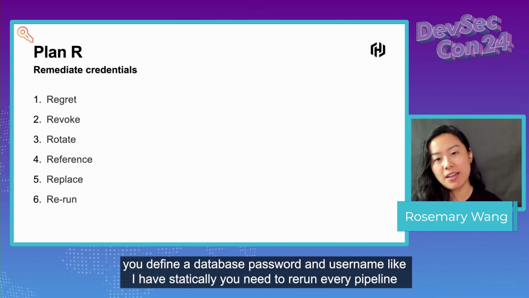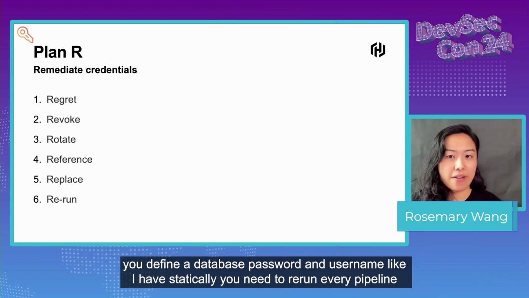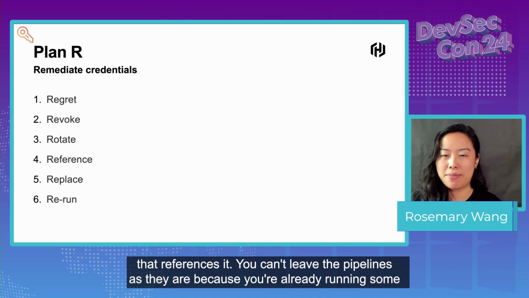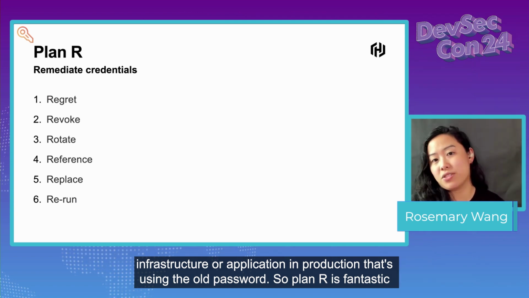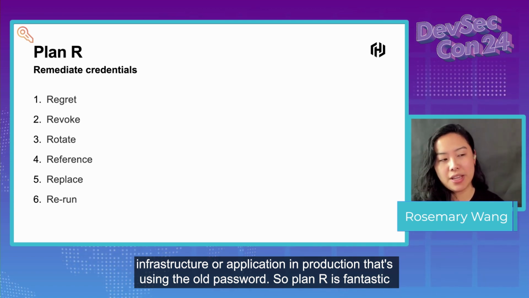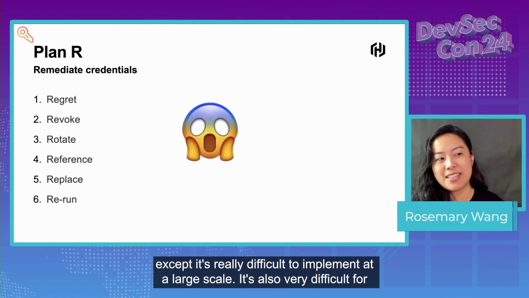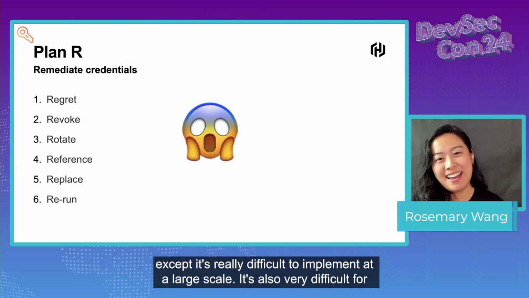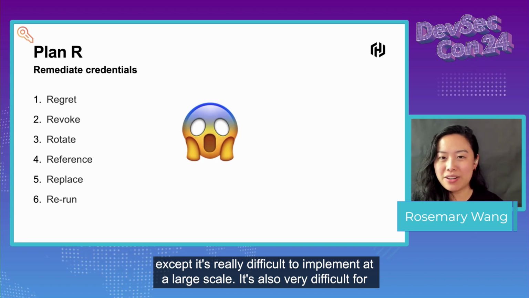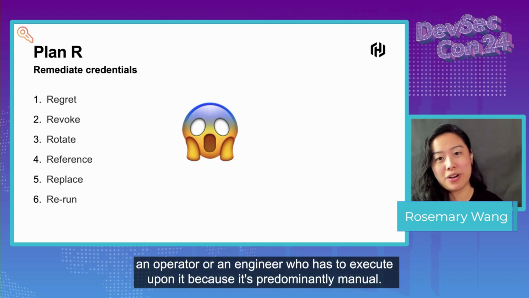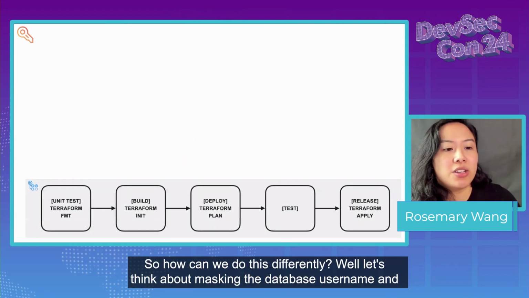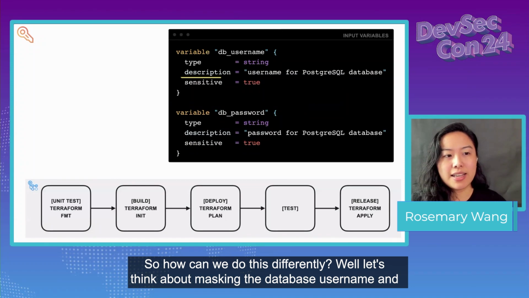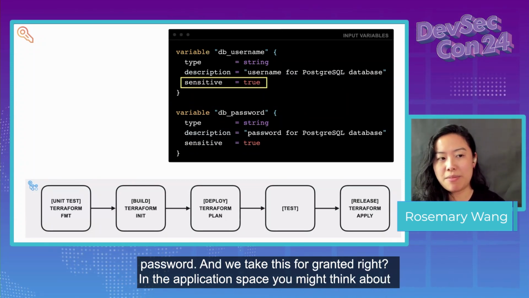When you define a database password and username like I have statically, you need to rerun every pipeline that references it. You can't leave the pipelines as they are because you're already running some infrastructure or application in production that's using the old password. So Plan R is fantastic, except it's really difficult to implement at a large scale. It's also very difficult for an operator or an engineer who has to execute upon it because it's predominantly manual. So how can we do this differently? Well, let's think about masking the database username and password.